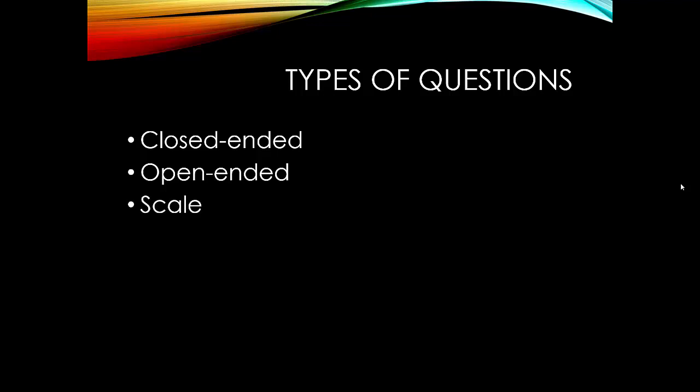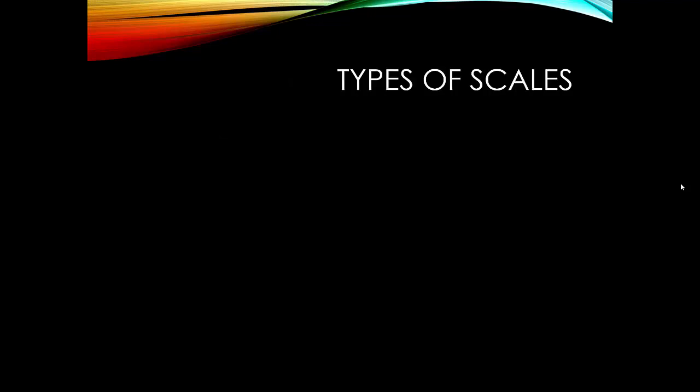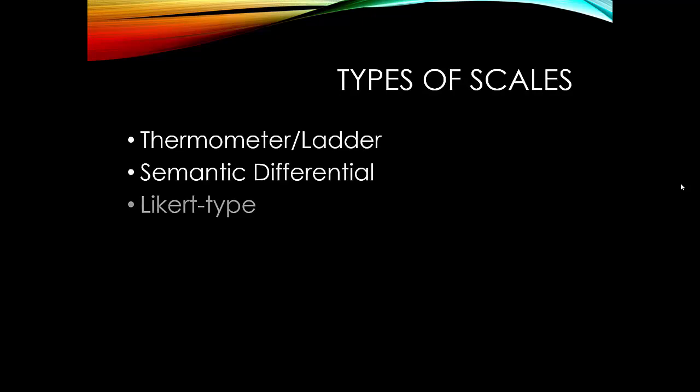Last, we have scale items. Like closed-ended items, with a scale item, you, the researcher, are going to provide the response options to your participant. However, these are not categorical. These are typically numerical or easily converted to numerical answers that have equidistance apart or the ability for there to be a 0. In the measures lecture, we reviewed the types of scale items. There's the thermometer ladder scale, the semantic differential, and the Likert type item.